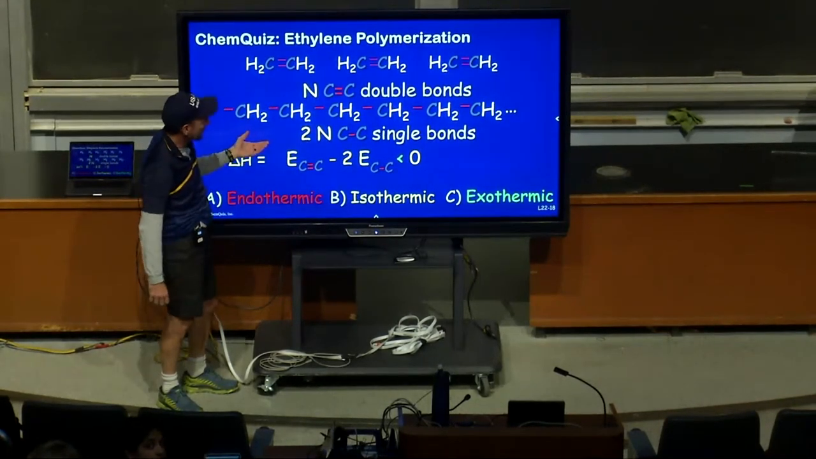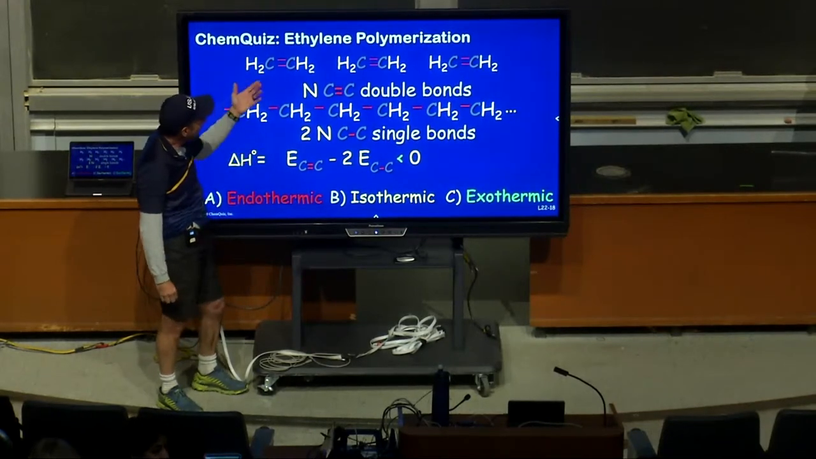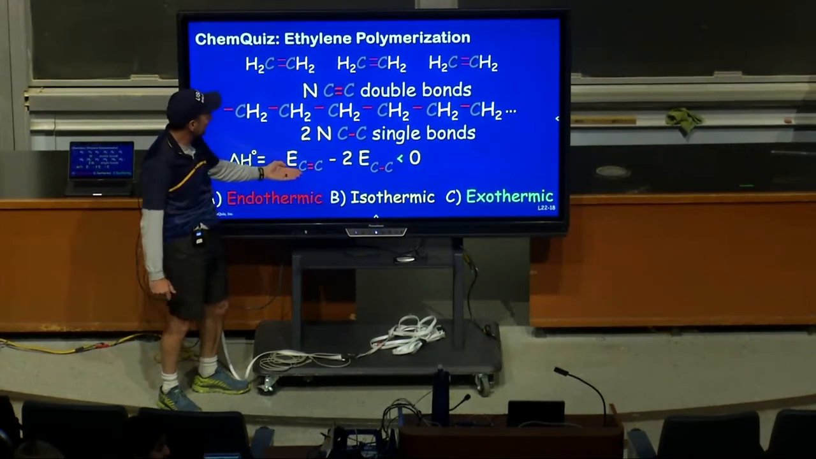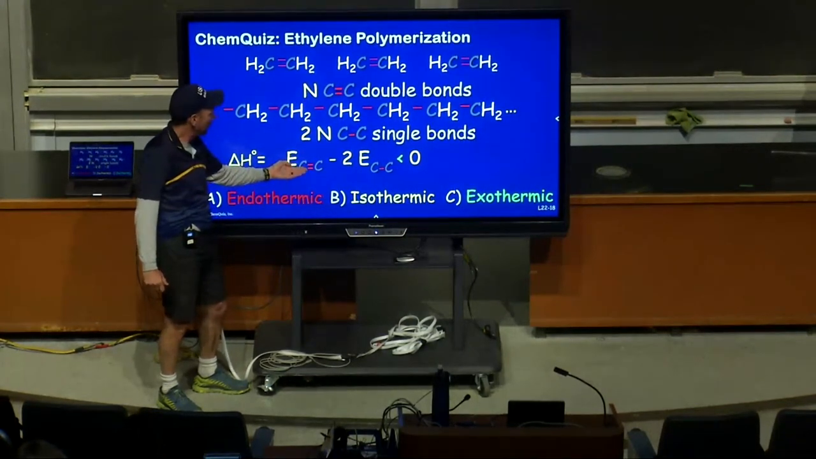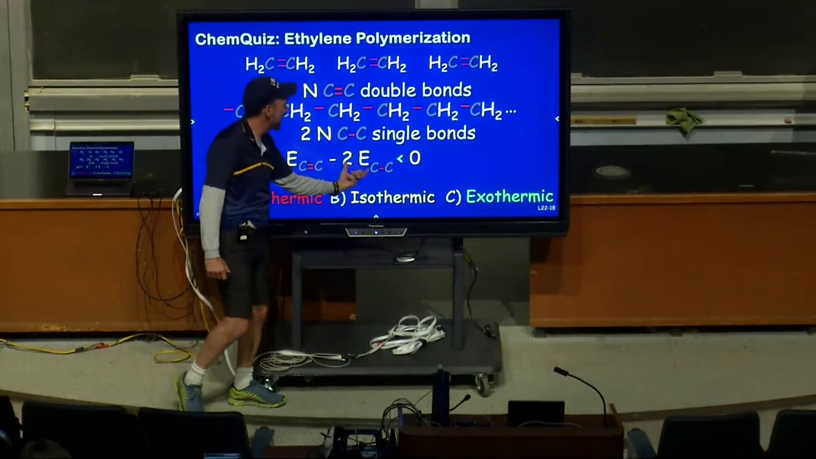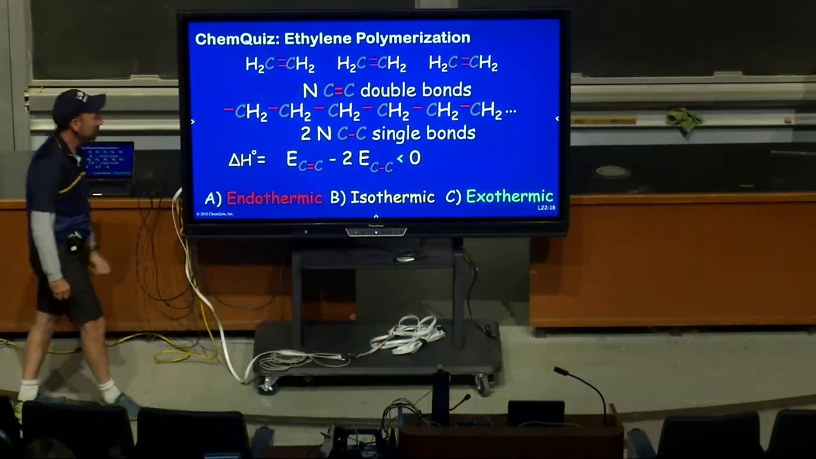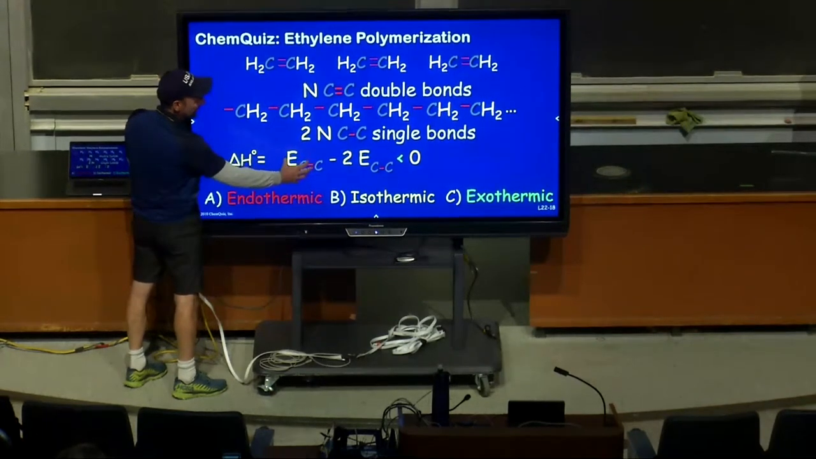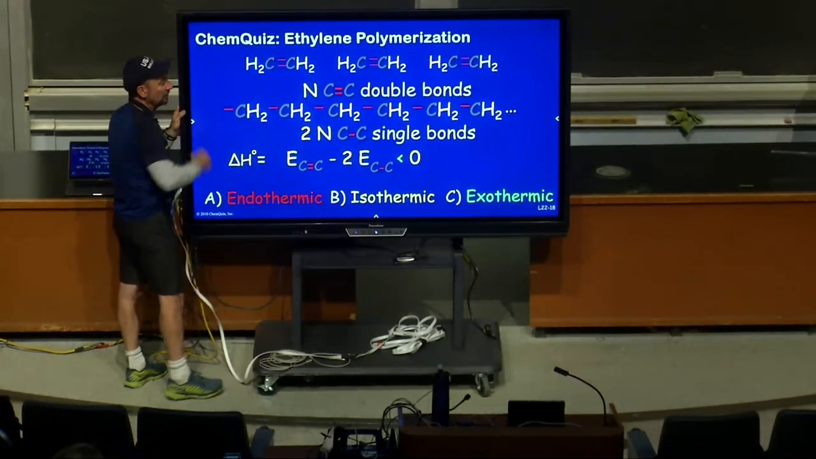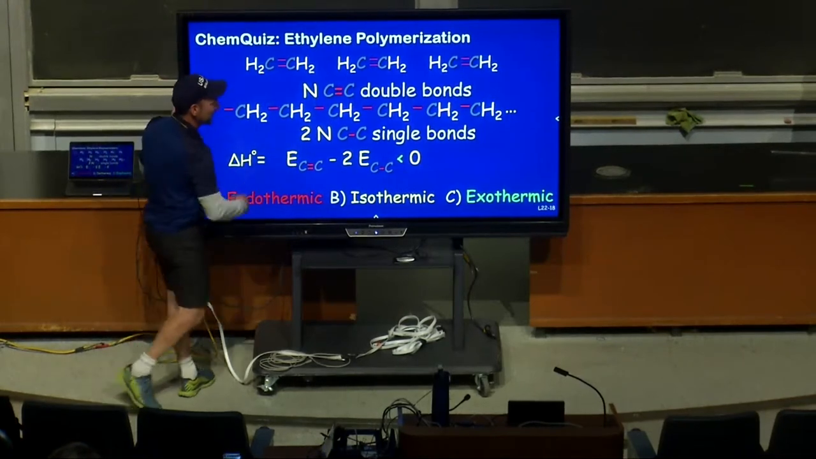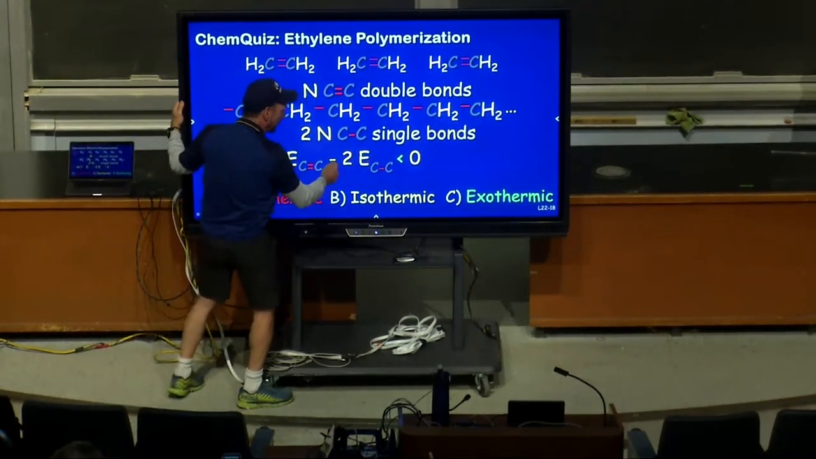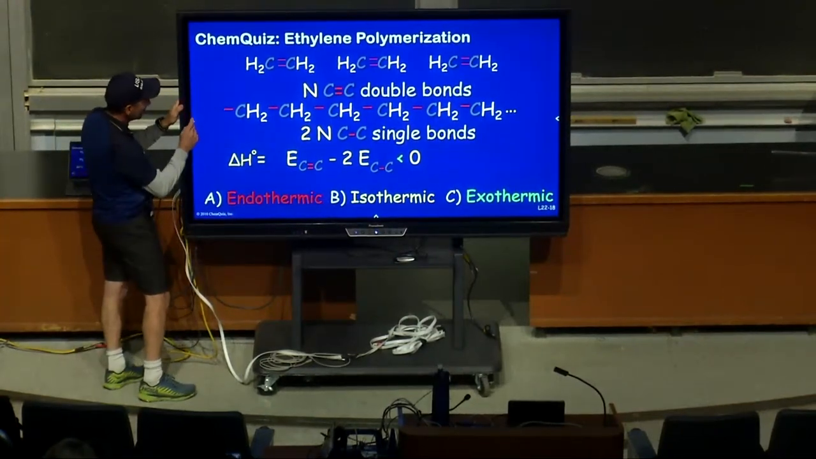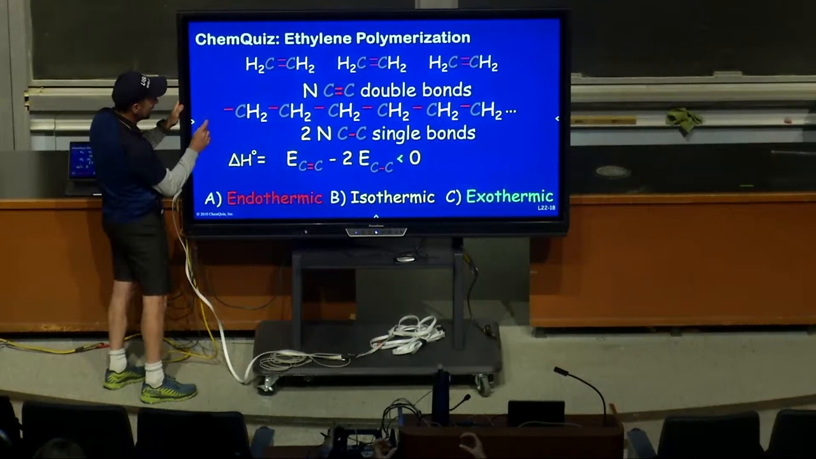Oh, I could have sworn I turned that on. Sorry, mic is off. So the overall reaction is I break a mole of double bonds, but I make two moles of single bonds. And so I assign a positive number to this because that's the actual breaking. That's the endothermic part. This is the exothermic part. So assign a negative number to that. And you guys should be able to draw that out.